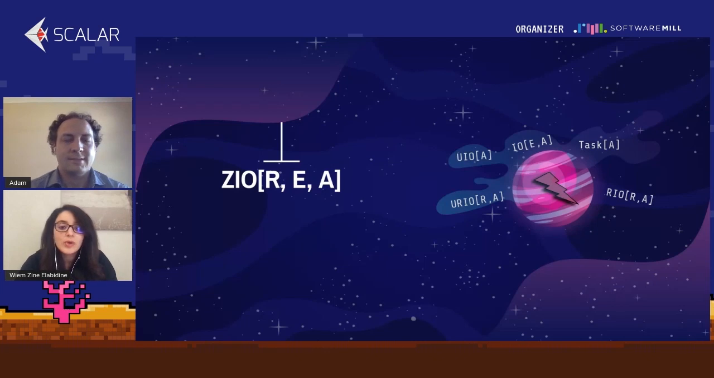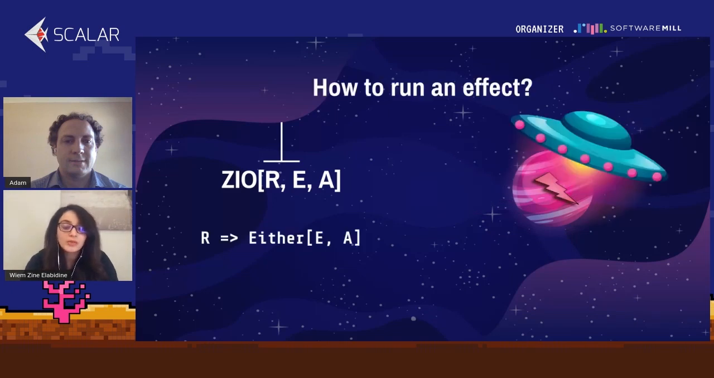When you are writing your program using this data type, you are going to describe everything. And when you execute the program, nothing will happen, because everything is a description of your interactions with the outside world. So how could we run an effect in ZIO? The first step is to provide the environment to feed this function in order to get out the result.